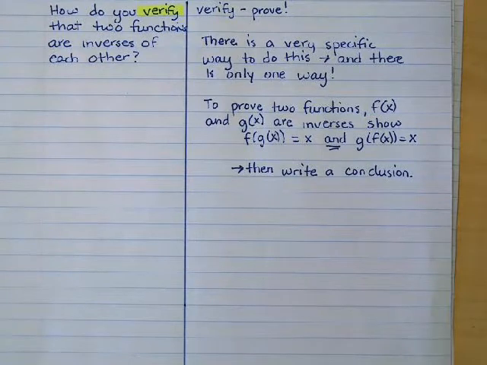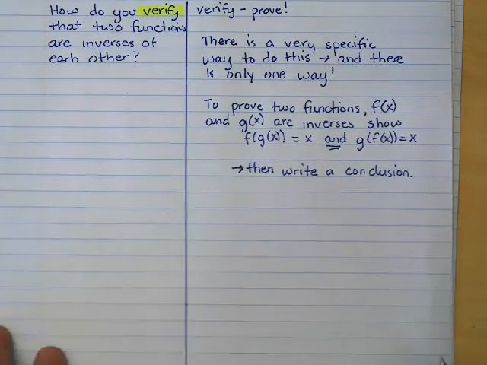Sometimes people want to do it like they want to switch x and y and show that they're equal to each other or that they're the same. You can't do it that way. So let me give you an example.